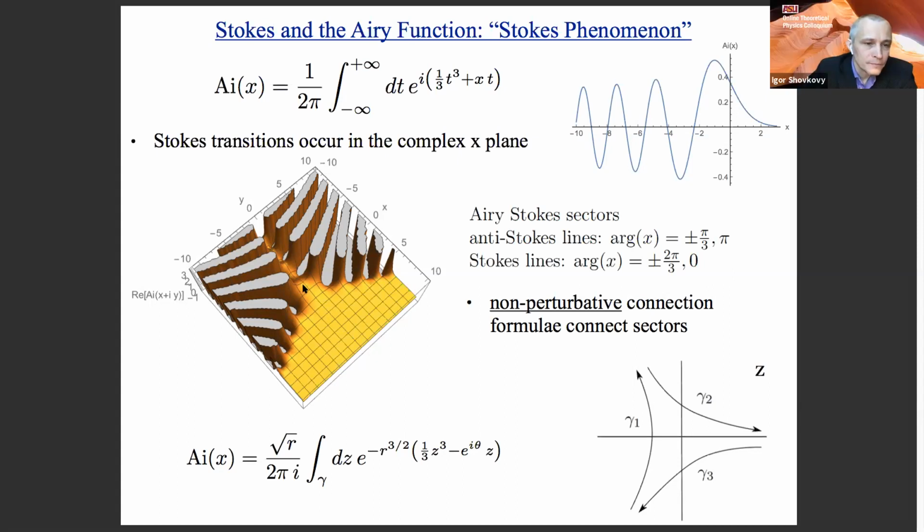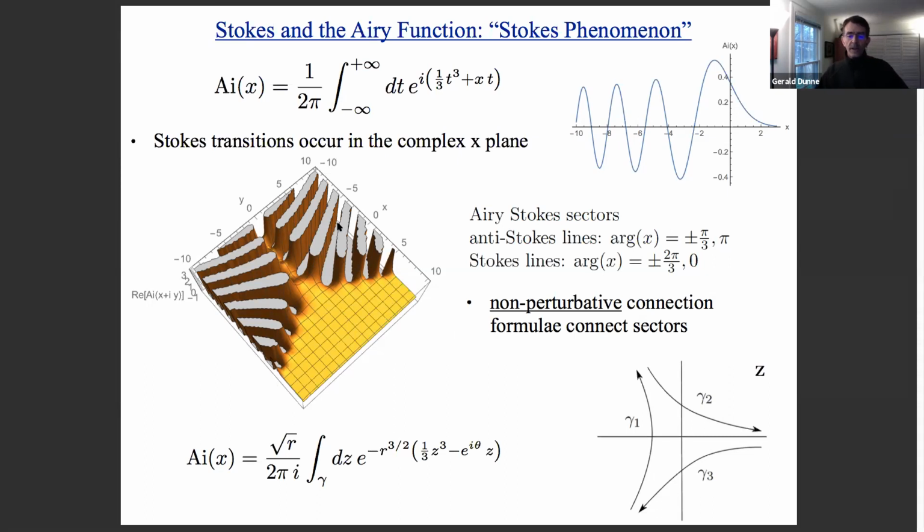Yes. Okay. So this is the positive real axis, the exponential decay. This is the negative real axis, the oscillatory behavior. But you see that something interesting is happening at plus or minus pi over 3 and at 2 pi over 3 and 4 pi over 3. There's exponential growth along 2 pi over 3 and 4 pi over 3, and there's oscillatory behavior along pi over 3 and minus pi over 3. And these are called Stokes lines and anti-Stokes lines. And there are absolutely precise connection formulas relating this function here to other regions.